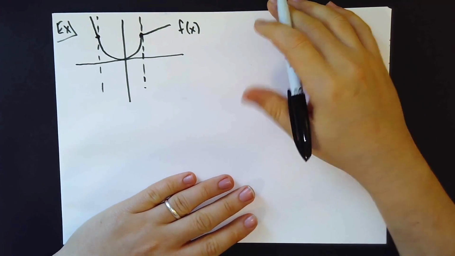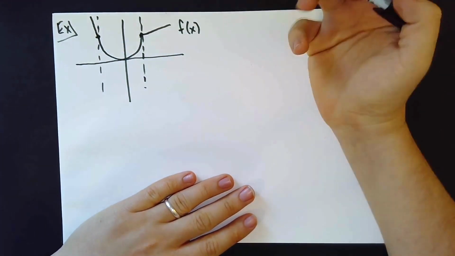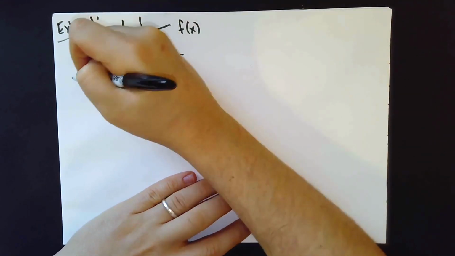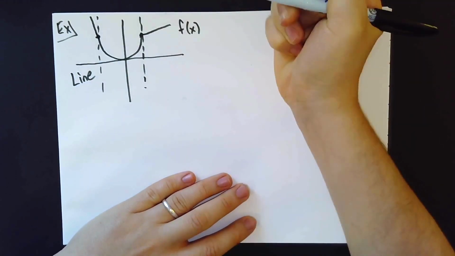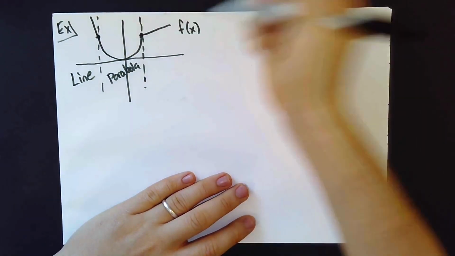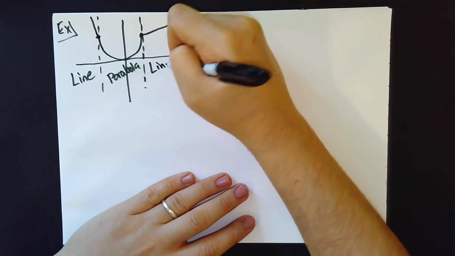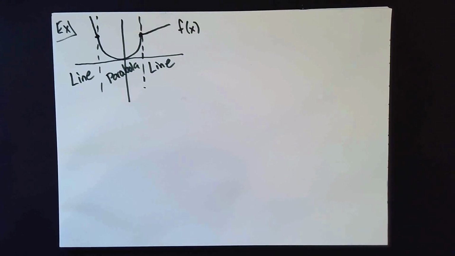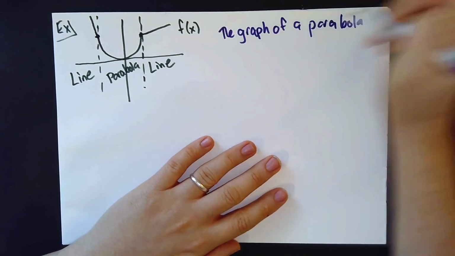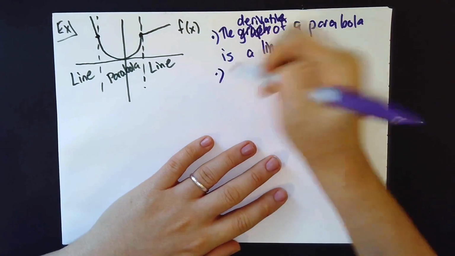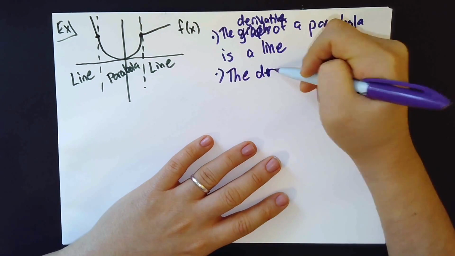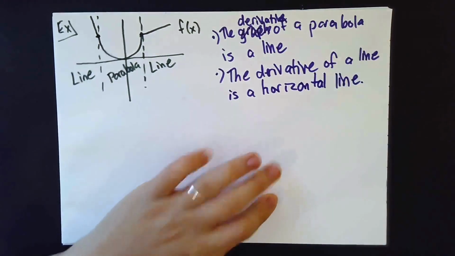Okay, so here we have a new function. And often when I give you a function that's sort of made out of pieces like this, I'll even explicitly say, this piece, the graph is a line. This piece, the graph is a parabola. And this piece over here, the graph is a line again. And I'm really telling you these things so that you can use the facts that we know, which include the derivative of a parabola is a line. And also, as we learned in the last example, the derivative of a line is a horizontal line.